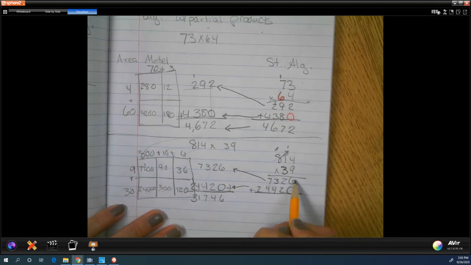And then we add 6, 4, 3, 4 plus 3 is 7. 7 plus 4 is 11. 2 plus 1 is 3. Yay!